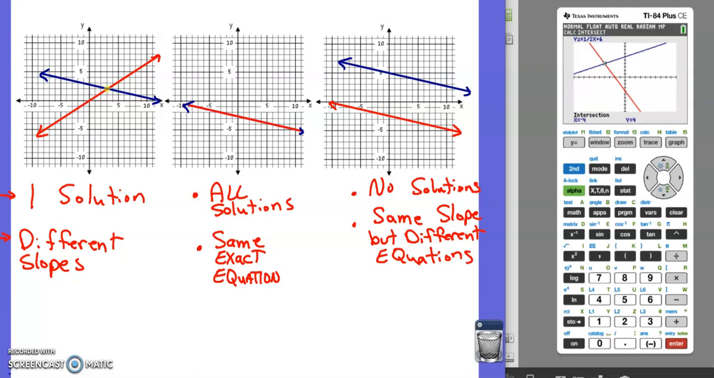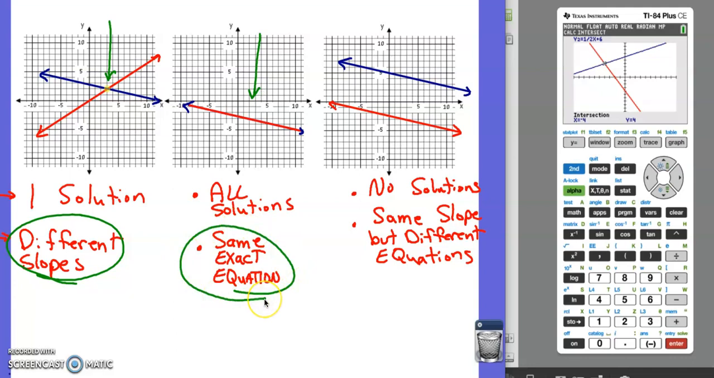When you graph lines, they could cross at one point, just like this. One way to easily tell that is if the lines have different slopes, then they will cross at one point. The one I just got done doing is, what if the blue line and the red line happen to be the exact same equation? Then it's all solutions.